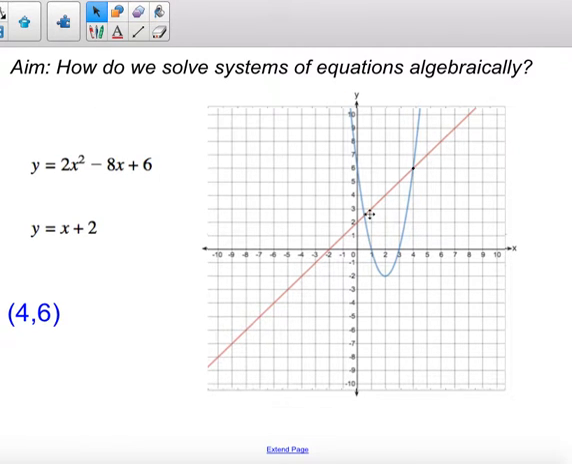But the second intersection is harder to spot on the graph. I can see that my x value is between 0 and 1, and my y value is between 2 and 3, but I can't really spot the exact decimal or fraction value of the solution on the graph. I need to solve this system algebraically.